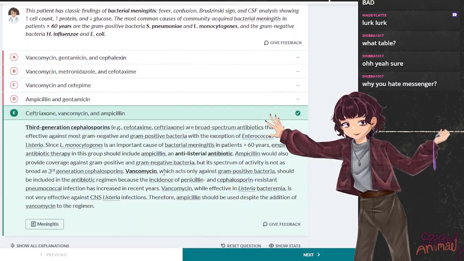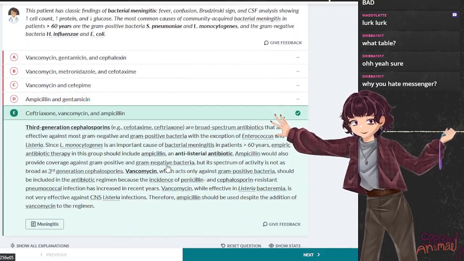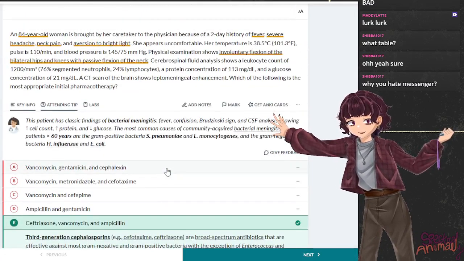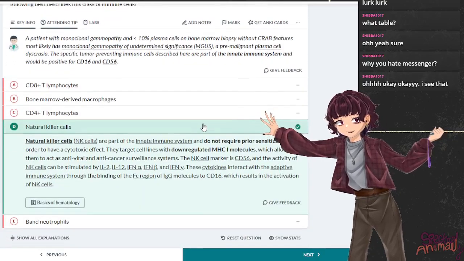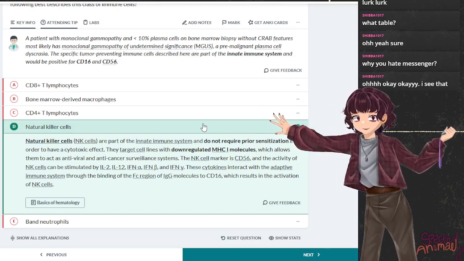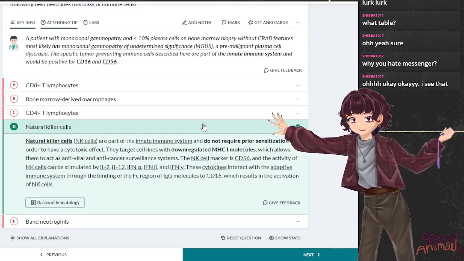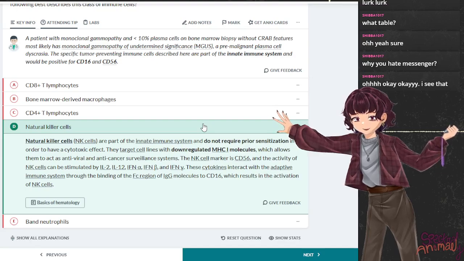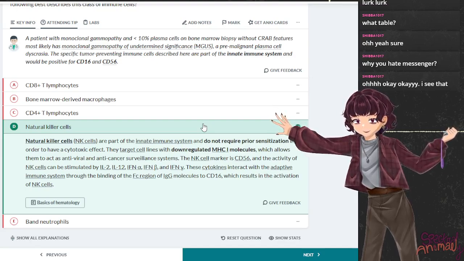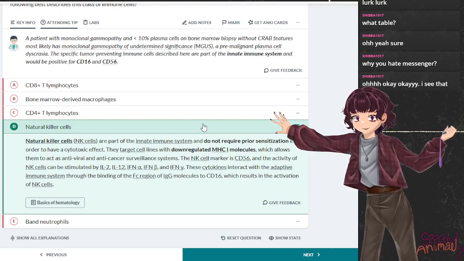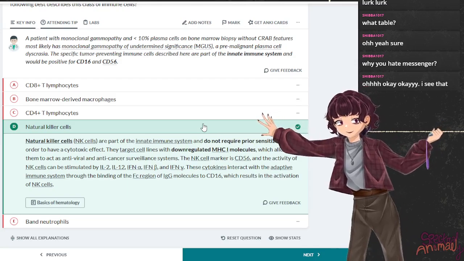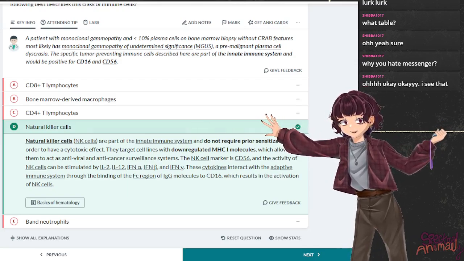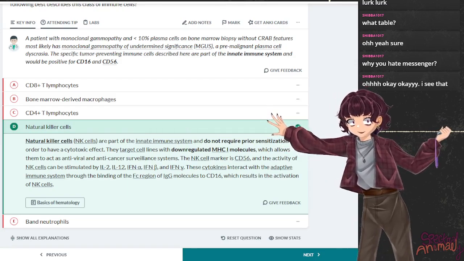Ceftriaxone. This is bacterial meningitis. Third generation cephalosporins, ampicillin, and vanco will help. Natural killer cells. This is like a monoclonal gammopathy, a pre-malignant plasma cell dyscrasia. I was like, that looks cancerous. And natural killer cells do not need prior sensitization in order to kill things off.